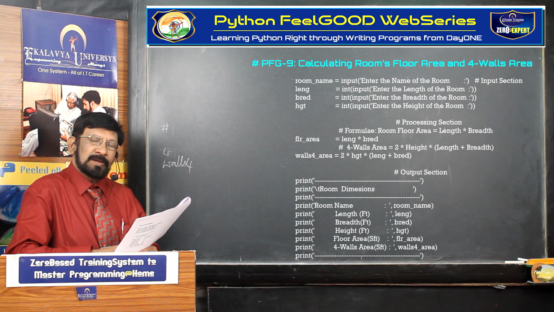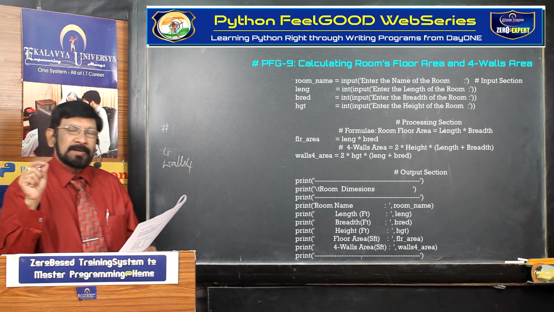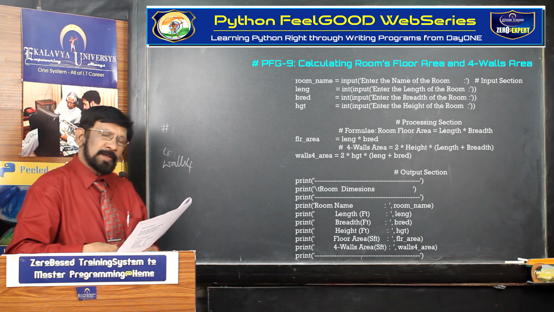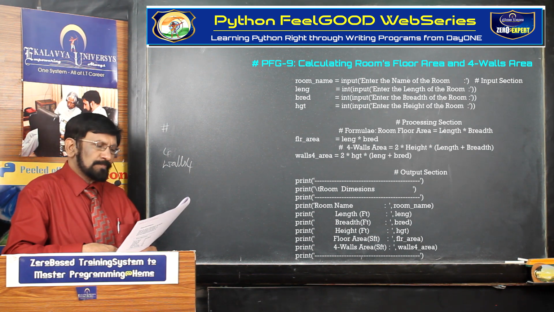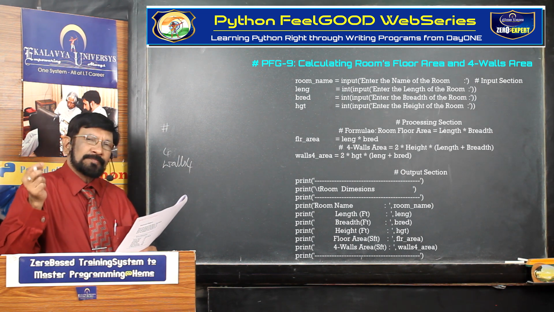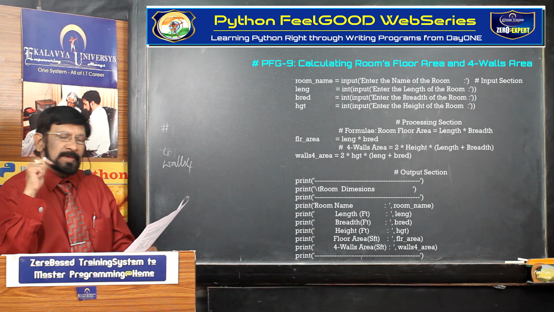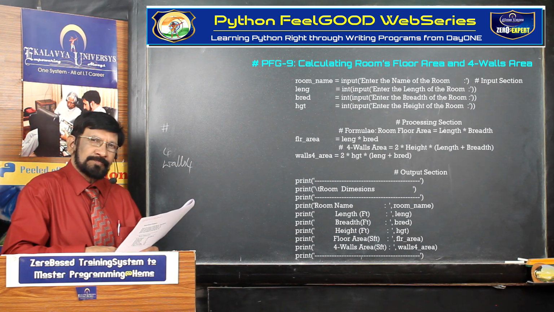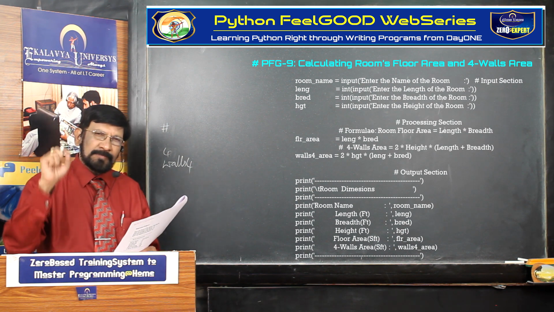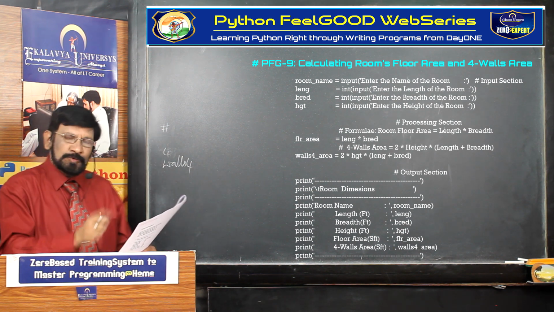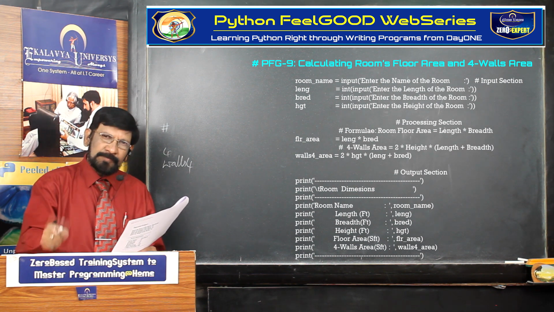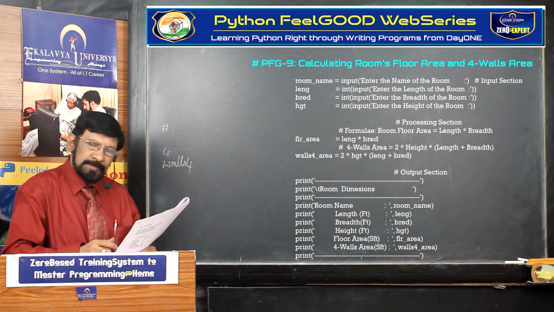As a result of that, the floor area is calculated and stored in that memory container, the floor area variable. Thereafter, walls for area also is evaluated and stored in its variable. Thereafter, we have to write the output section. As I told you already, strictly with reference to the output I showed. Otherwise, write it on paper, and with reference to that, write every print statement.